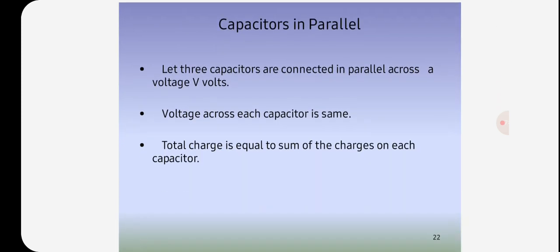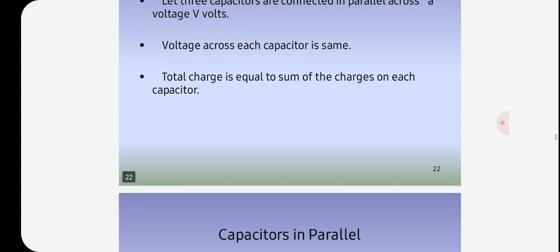Next we go for capacitors in parallel. Here, let three capacitors be connected in parallel across a voltage of V volts. Voltage across each capacitor is the same. Total charge is equal to the sum of the charges on each capacitor.